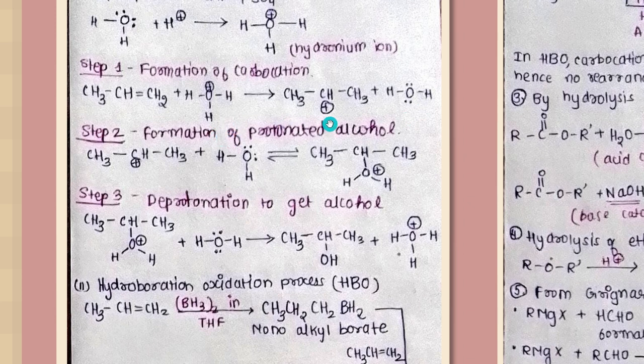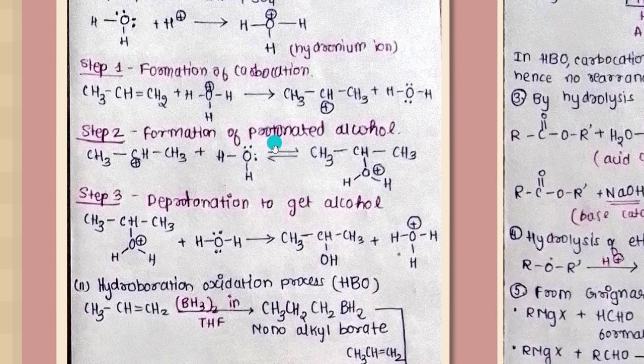Now coming to the formation of protonated alcohol. Okay, what does that mean? Here I am having the carbocation, right? CH3, CH plus CH3. This is my carbocation, right? I am reacting it with H2O. So I will get CH3, CH, CH3, and this CH is attached to oxygen and hydrogens.